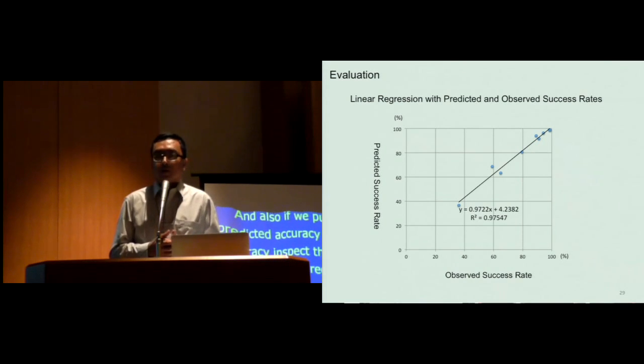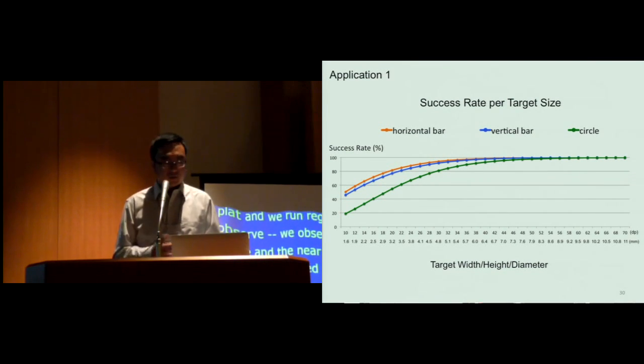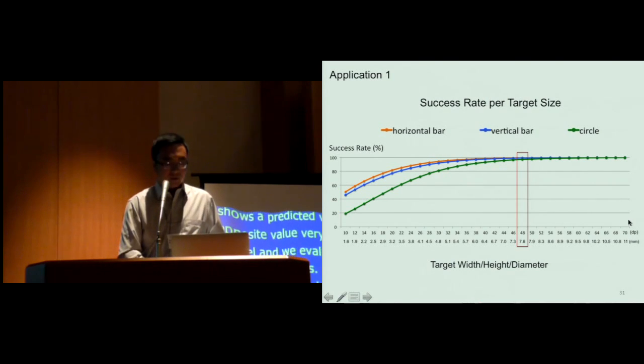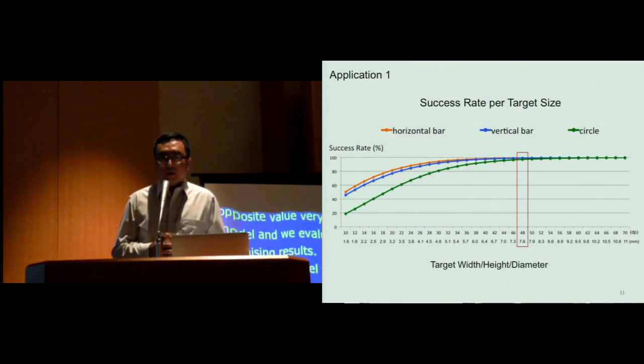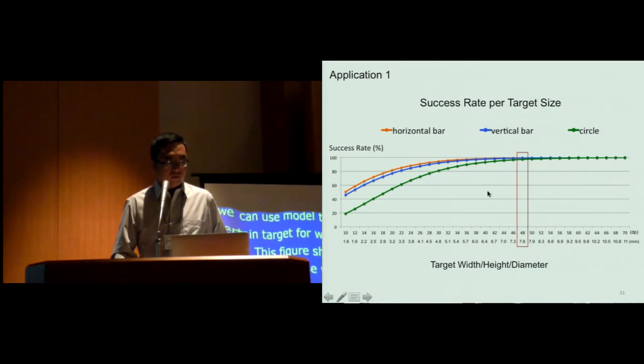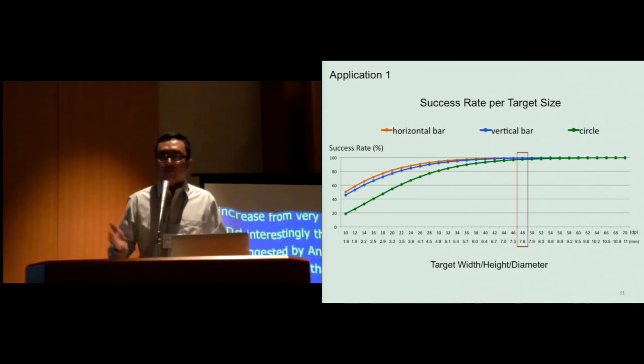But what can the model do for us? The first thing is that we can use the model to predict accuracy of selecting a target for a wide range of target sizes. This figure shows how the accuracy increases when target size increases from very small to very, very large. Interestingly, the 48 dp one here, which is suggested by Android as the design guideline, has pretty high accuracy. And it also shows that if you reduce the target size, it tells you how much performance degradation you will observe, and helps designers balance the size of the target and the space they need.